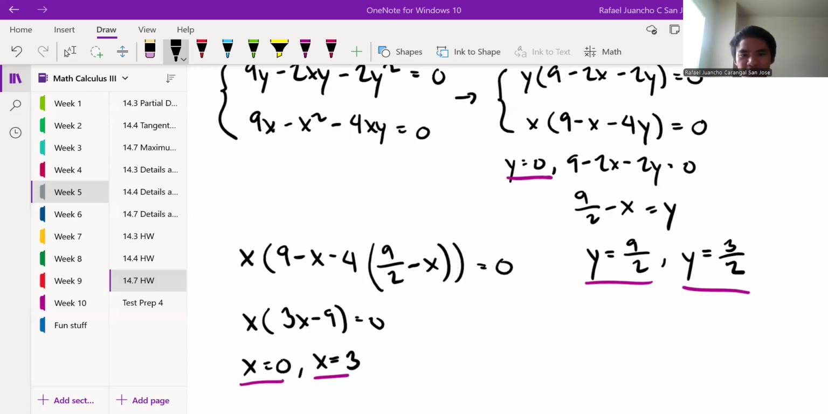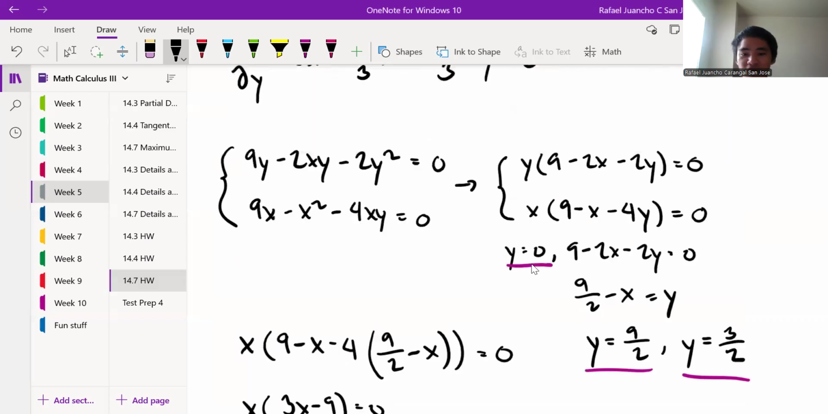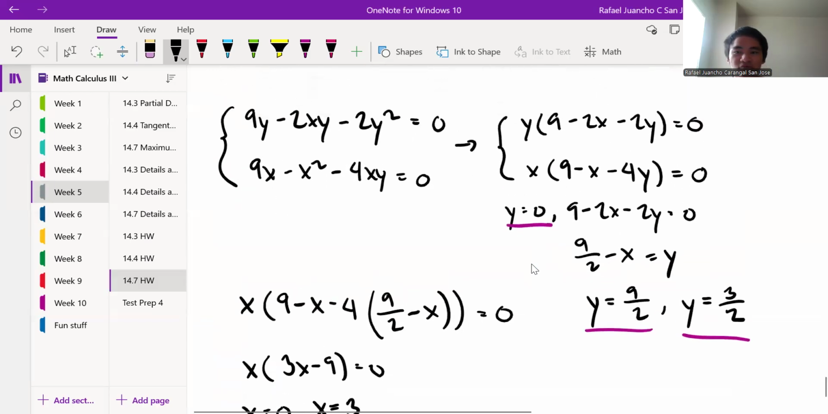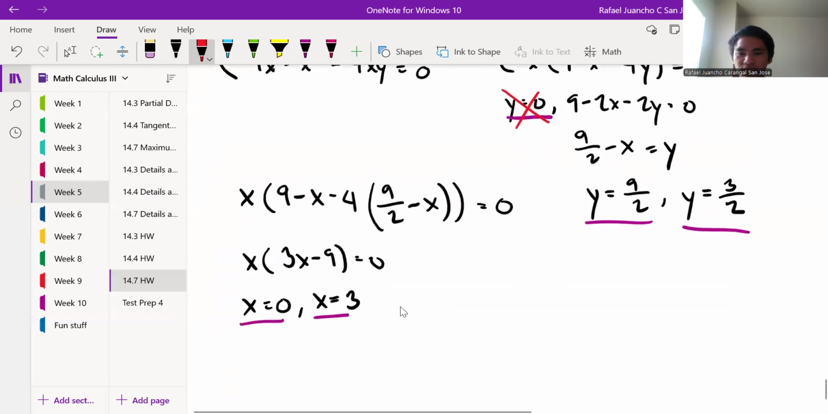So here I'm actually gonna take out y equals 0 because that gives us 0 volume. And we all know that it's positive. So I'm actually gonna take out this idea. Now I'm left with these two. Okay, we got it. Now we have critical points. We have a couple actually.